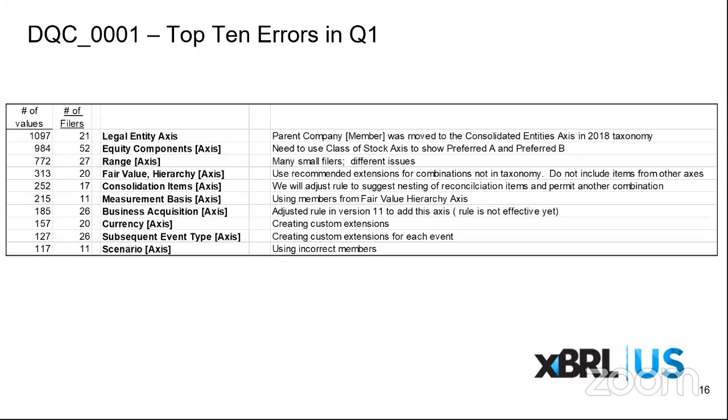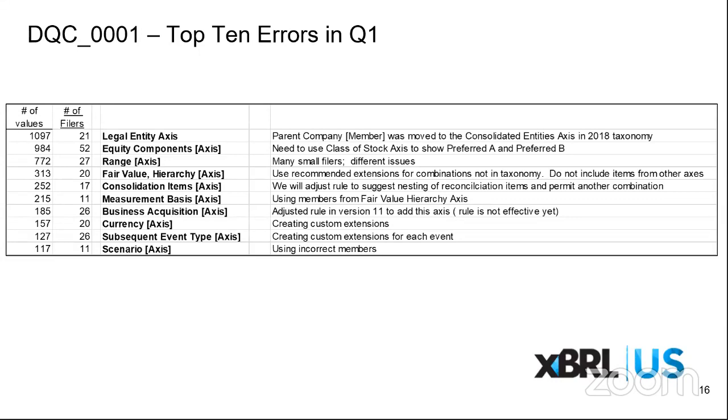Notice that for all of these errors, the number of filers making the errors is relatively small. However, every numeric value that is included in an inappropriate member axis combination counts as one error. So the numbers become quite large in total. The message is to pay attention to match the members with the axis for tagging values.